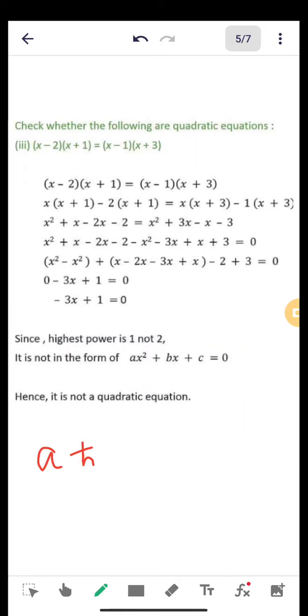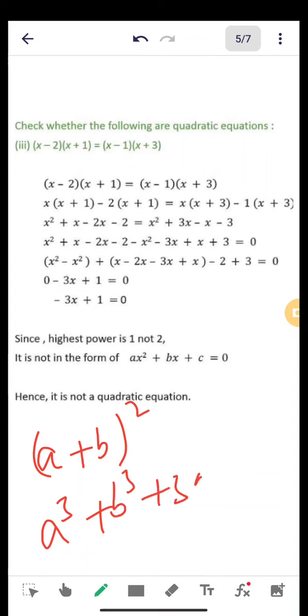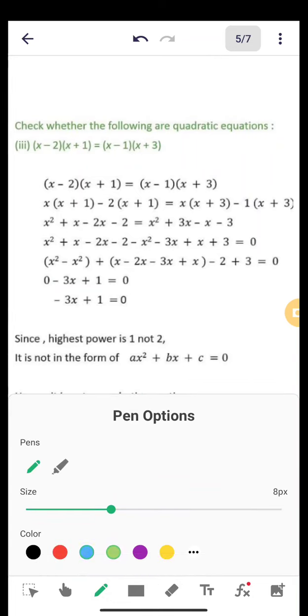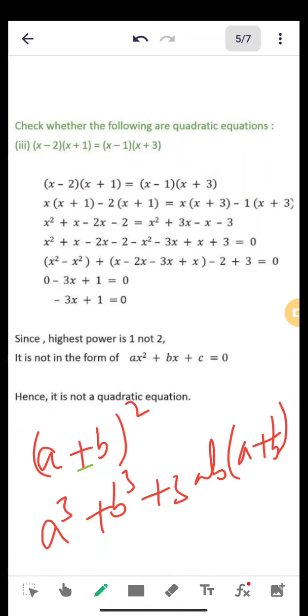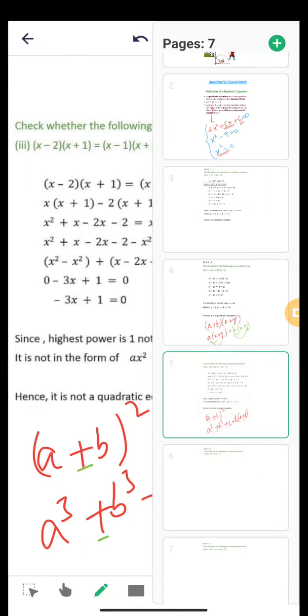(a + b)³ can be written as a³ + b³ + 3ab(a + b). So this is the formula for (a + b)³. And if it is minus, then minus comes here also, in place of all of these plus signs. These are the formulae which you did previously.